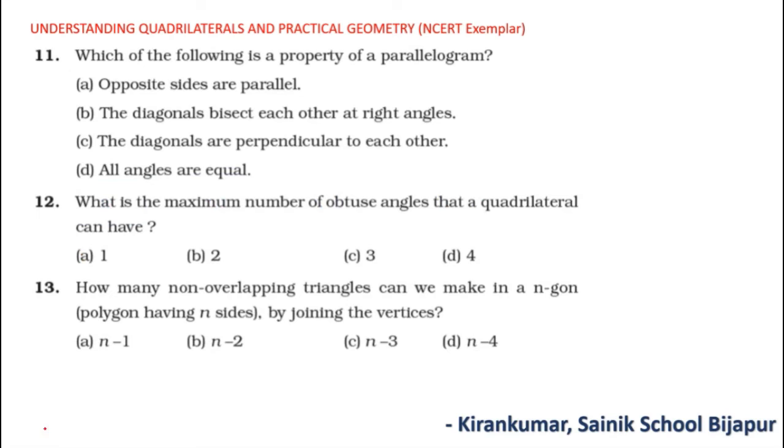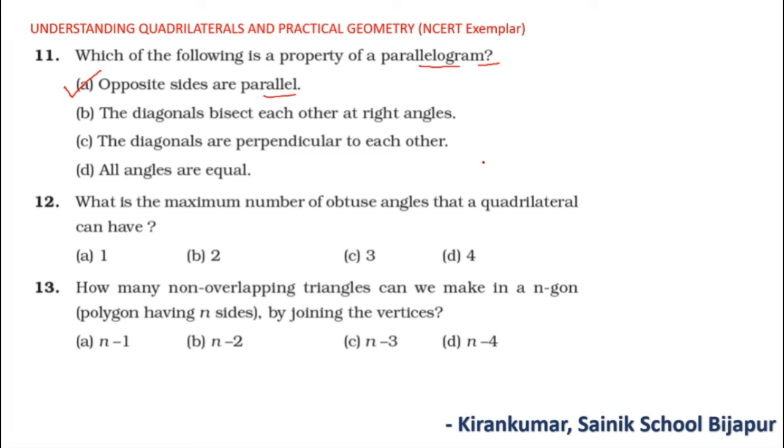Question number 11. Which of the following is a property of a parallelogram? Opposite sides are parallel, diagonals bisect each other at right angles, diagonals are perpendicular to each other, all angles are equal. Only option A suits a parallelogram. Opposite sides are parallel to each other.